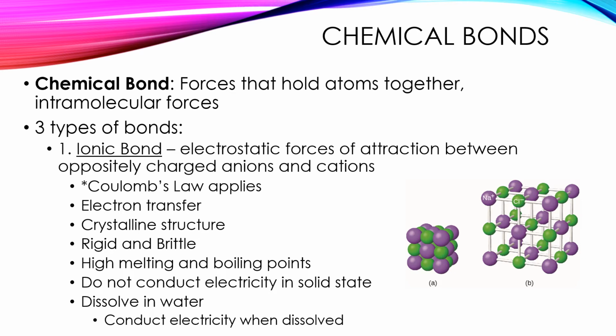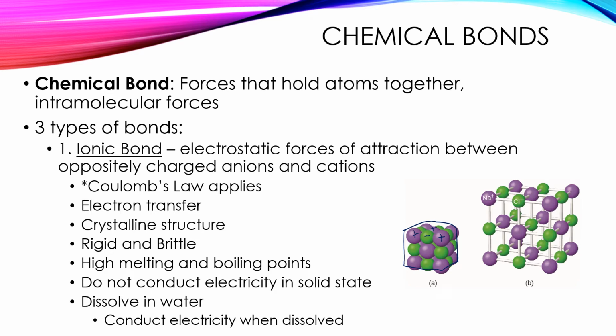And so for every positive sodium, there's a negative chlorine. But there's nothing stopping this negative chlorine from being attracted to all the positive sodiums nearby, and vice versa. So that's why we get these crystal structures rather than individual molecules. So this also leads us to them being rigid and brittle. Think about table salt. It makes crystals. If you hit it, it's going to break apart into pieces, so it's brittle.